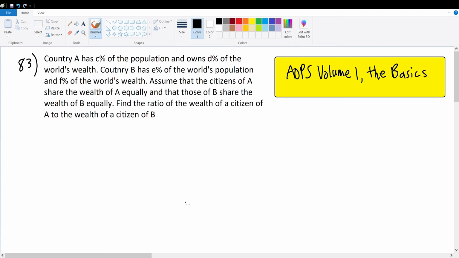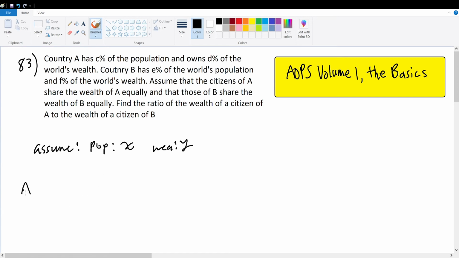So we need to assume some quantities here, and we need to assume the total population of this world, which is X, and the total wealth of this world, which is Y. And the reason why we need to do this is because we have percentages. We need to find the definition of the percentage out of a quantity, in this case, population and wealth.